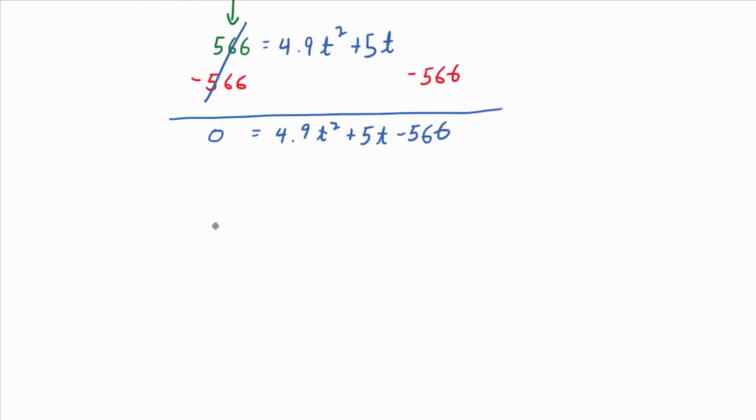So let's plug in the quadratic formula. Write it down every time you use it. T equals opposite of b plus or minus the square root of b squared minus 4ac, all over the division bar 2a.